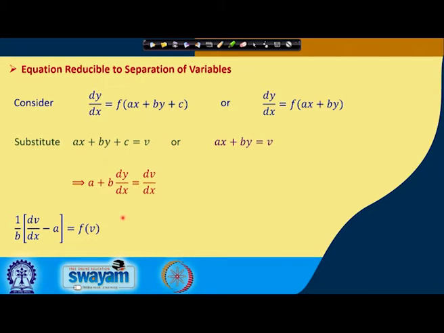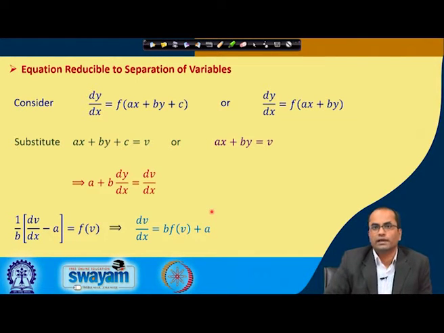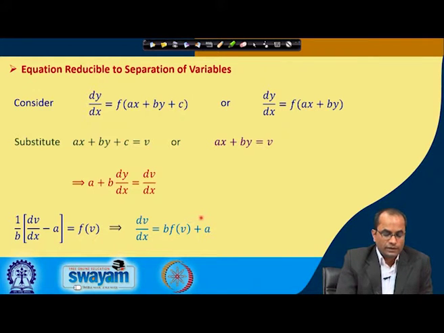Having this equation, we can rewrite it. So dv over dx will be equal to, we multiply by b first, so that will be b f of v, and then a will also go to the right hand side. So we have dv over dx is equal to b times the function of v plus a. Now this equation is in separable form, because the right hand side has only v, there is no x anymore. So we can take everything to the left hand side, and the differential dx can go to the right hand side.